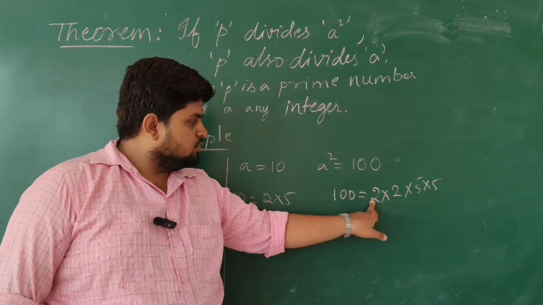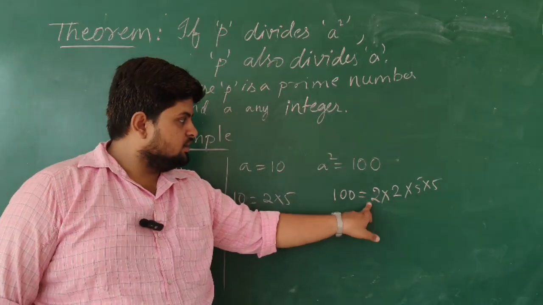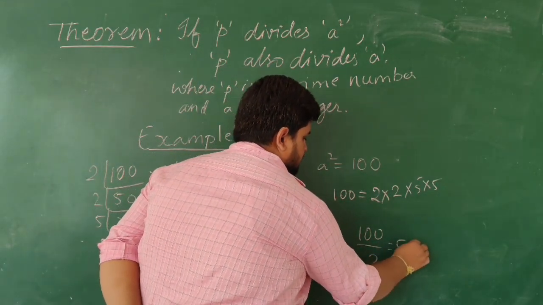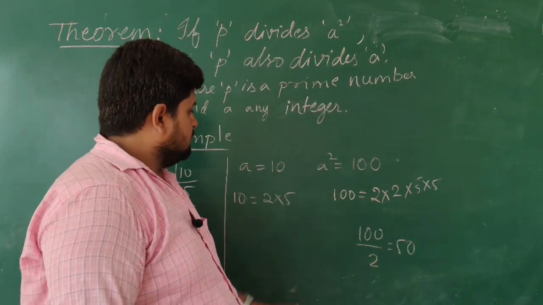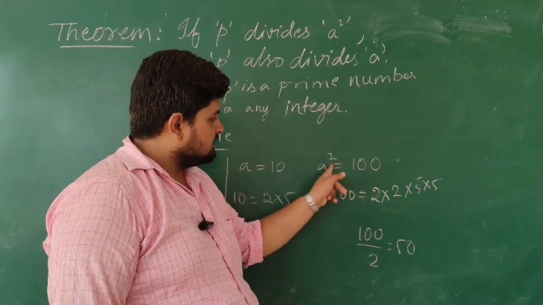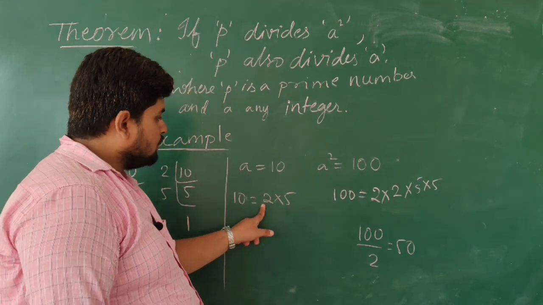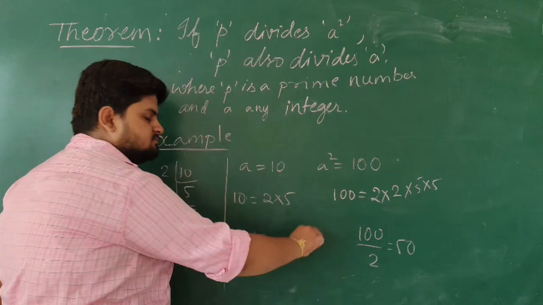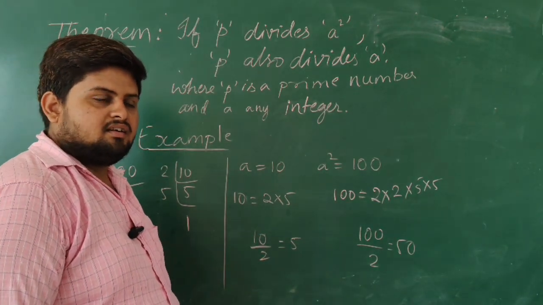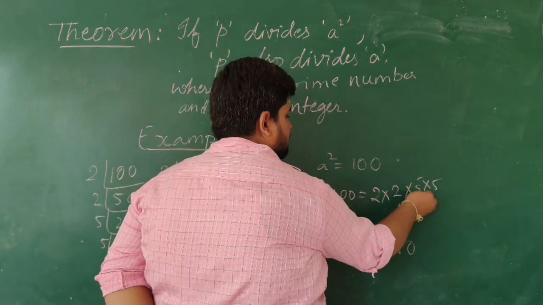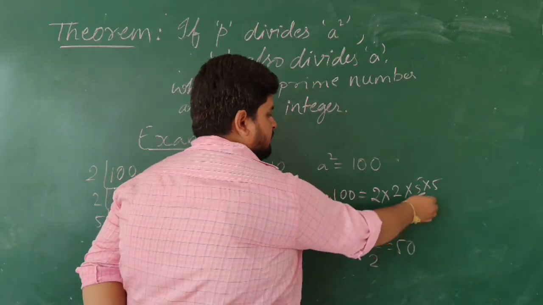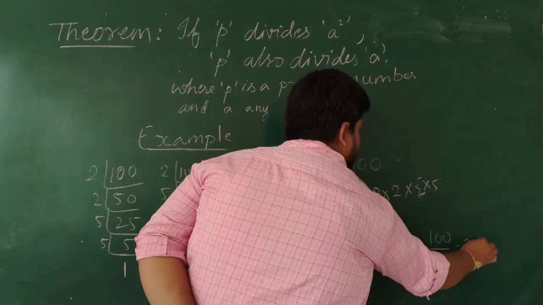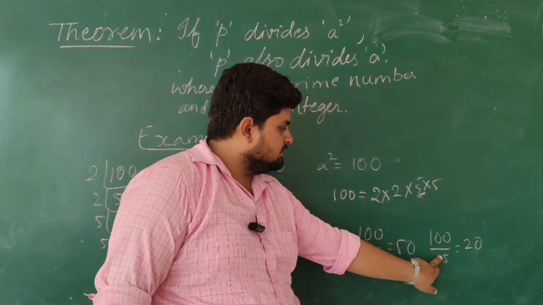So here 2 is a factor of 100, in the sense 2 divides 100. That is, if you divide 100 by 2, you will get an integer as an answer. So if 2 divides 100, that is a square, then 2 also divides a. If you divide 10 by 2, you get the number 5. Similarly, we have one more factor of 100, that is 5. If you divide 100 by 5, you will get the number 20. So 5 divides 100.